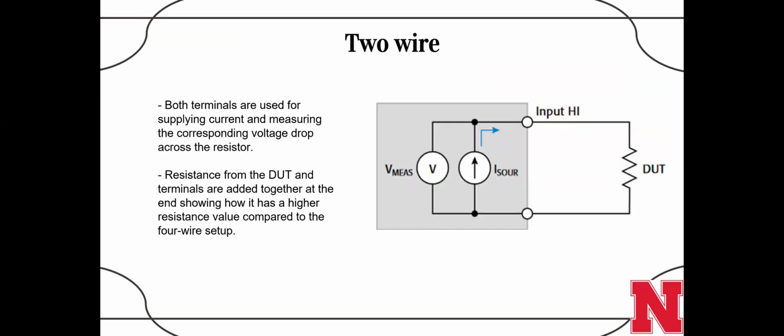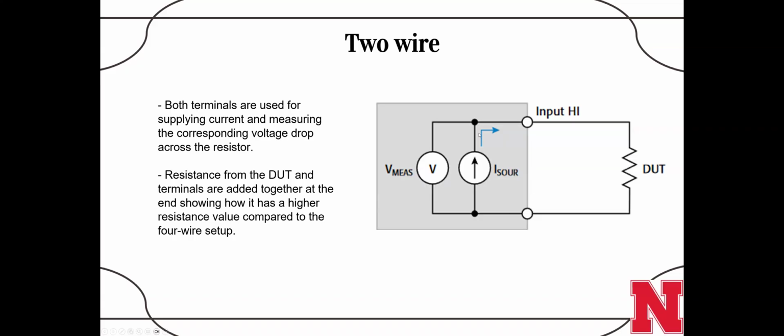Now, when it comes to measuring, there are many methods to do it, or just two, I guess. The first one would be the 2-wire method, which, as the name says, only uses 2 wires. Here, both terminals are used for supplying current and measuring the corresponding voltage drop across the resistor. And these two dots over here would be the terminals.